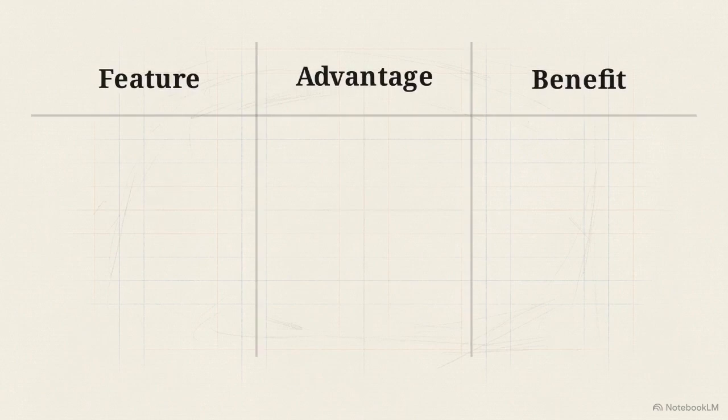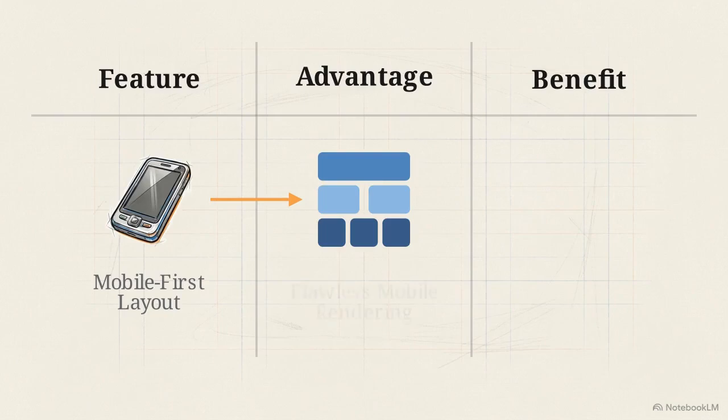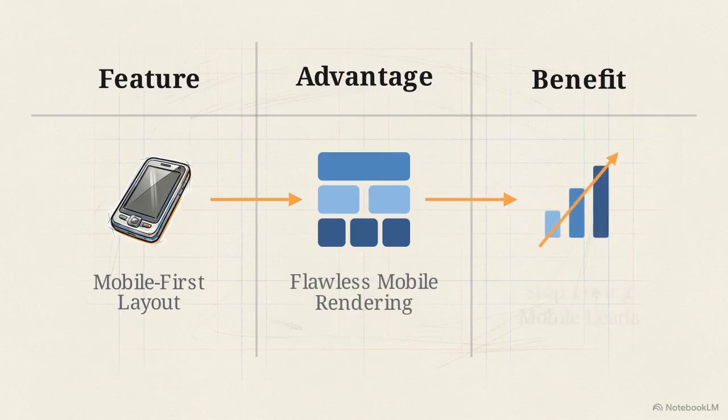This table maps out the translation path. You start with the feature, like a mobile layout. You connect that to its advantage. It renders flawlessly on smartphones, which finally points to the benefit. You stop losing leads from mobile users.